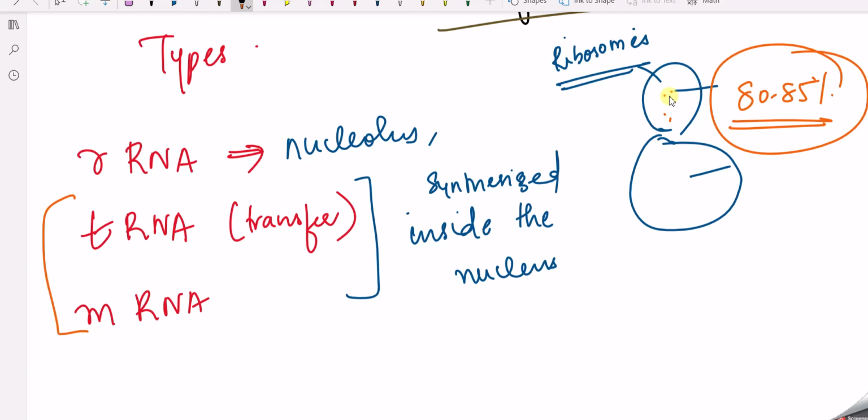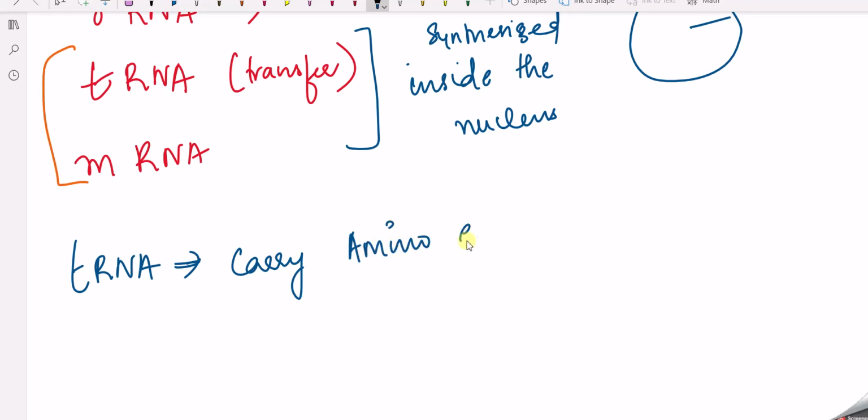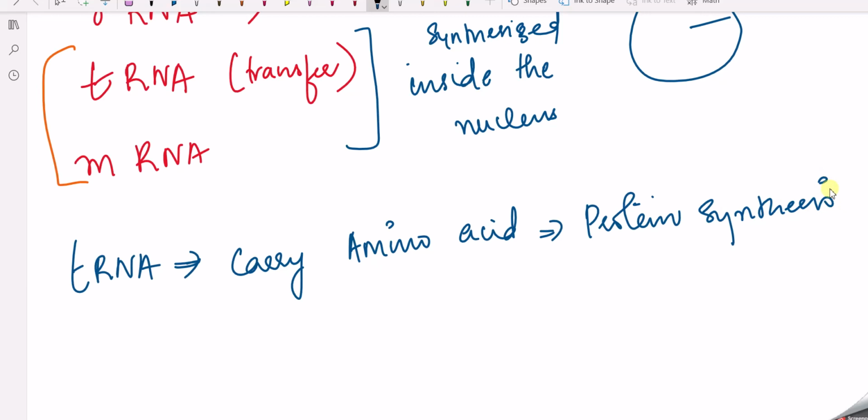Now, what about the tRNA or transfer RNA? This will carry the amino acids during the time of protein synthesis. That is the function of tRNA, and I told you it is synthesized inside the nucleus.